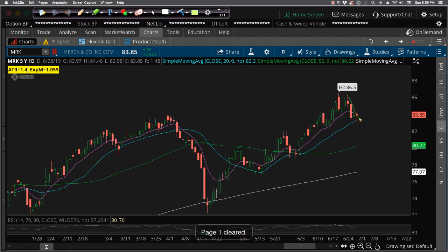So the price has pulled down to the rising 20-period moving average. And as you've seen in the past, that can be a catalyst for support. And so we're in the support zone.